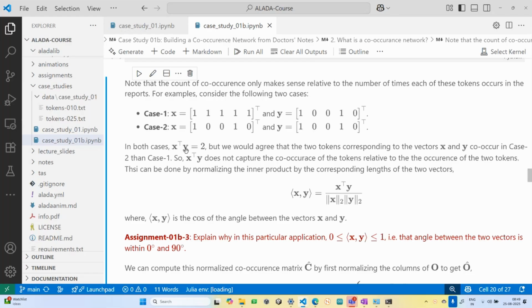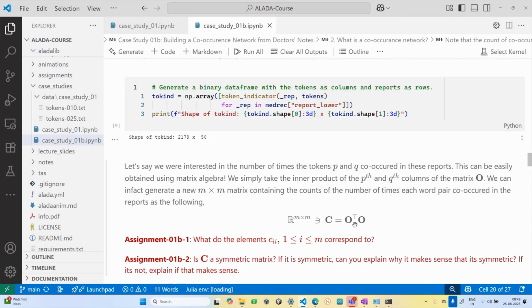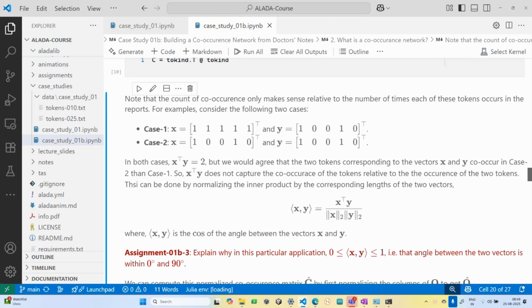Right? But if you simply take the inner product of these two, you'll simply count the number of times they co-occur, which is what is given by this matrix, the C matrix. This will simply count the number of times 2 tokens co-occur. But just counting the number of times they co-occur might not be a good idea because of a situation like this. So one way to solve this problem is, well, you don't take just the inner product, you normalize the inner product by the length of each of these vectors. So essentially, you're looking at the cos of the angle between the two vectors. Okay, that normalizes for the length of the vector.